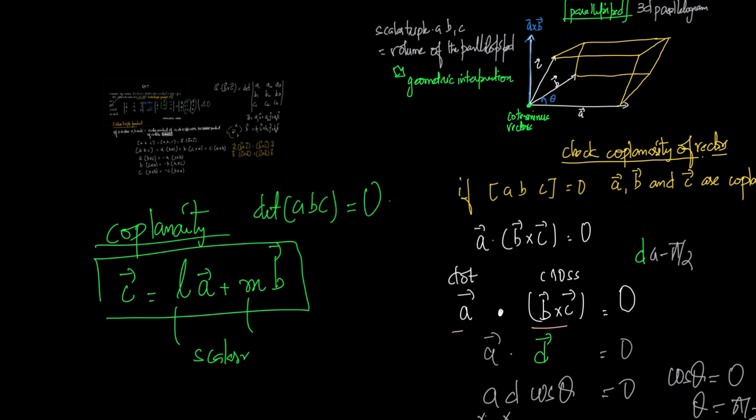So that's all with the scalar triple product, and question number 17 for you. Let's move on to the next question.